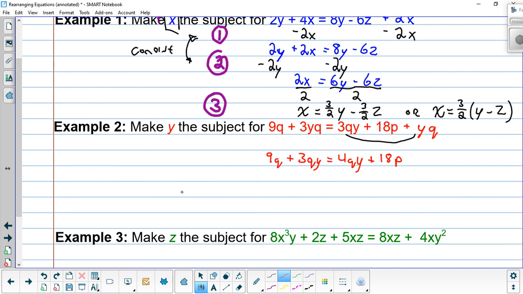So here, now we want to look at our sides. This is 3, this is 4. So we want to subtract off this 3qy. So we subtract off 3qy. So we're moving everything to this right-hand side. So that means we have to move this to the other side, the 18p.